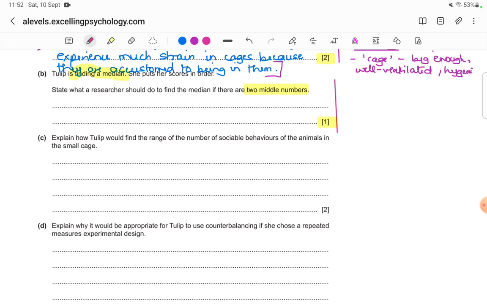When it comes to median, as you learn in data analysis, median can be calculated for an odd total number of scores or an even total number of scores.